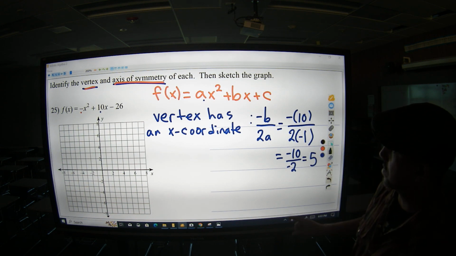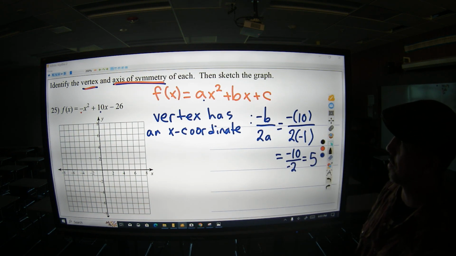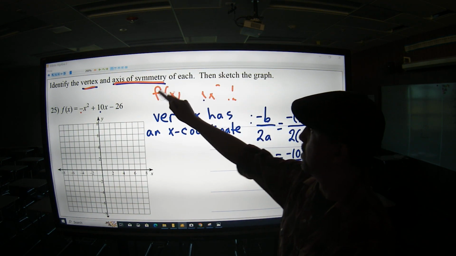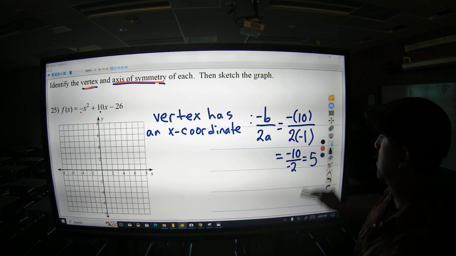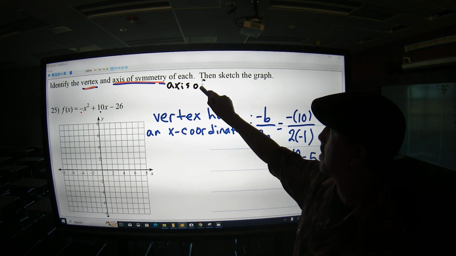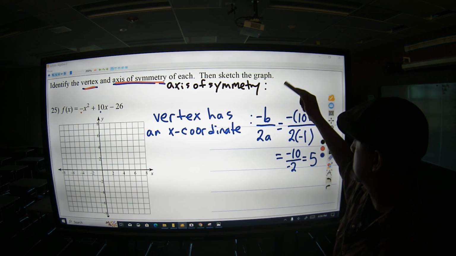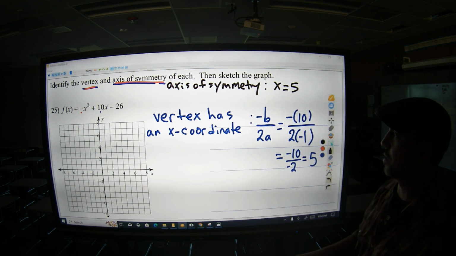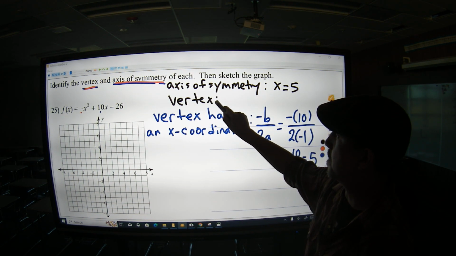I don't want my work to get too sloppy, and if I had more room, I probably would have put that here so that we could continue working. But we know now that our x-coordinate is 5. So let me make some room up here so we can collect the important information that we need. Let's write down the fact that we know the axis of symmetry, which is x equals 5. Okay, and then we also need to find the vertex. And once we find the vertex, drawing the graph will be pretty easy.